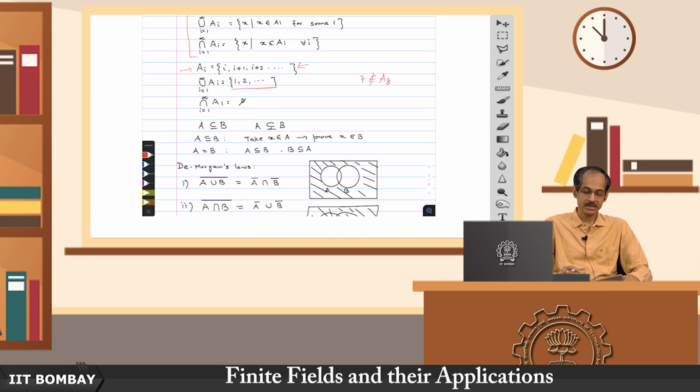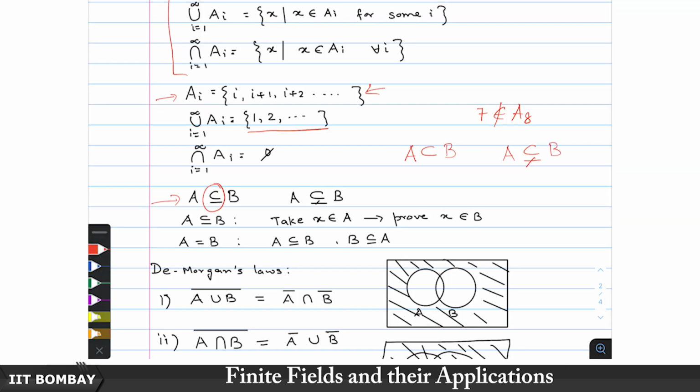Now, if all the elements of A belong to B, then we say that A is a subset of B and write it this way. Of course, this means that even if they are the same set, we say A is a subset of B. But if it is not equal, but it is a subset, then we say that it is a proper subset of B. We sometimes write it just this way to mean that it is a proper subset of B. In some books it is written as A subset not equal to B, which means it is a proper subset of B.